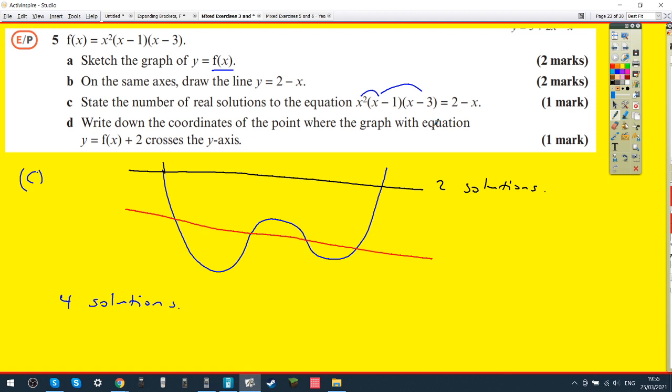Let's see. What will happen to the f of x if they do y equals f of x plus 2? What will change there? As in, what would you mean, like the y equals f of x plus 2? So you may not remember, or I don't know. y equals f of x becomes y equals f of x plus 2, what will happen to the graph, or how will the graph of y equals f of x plus 2 be different from y equals f of x?